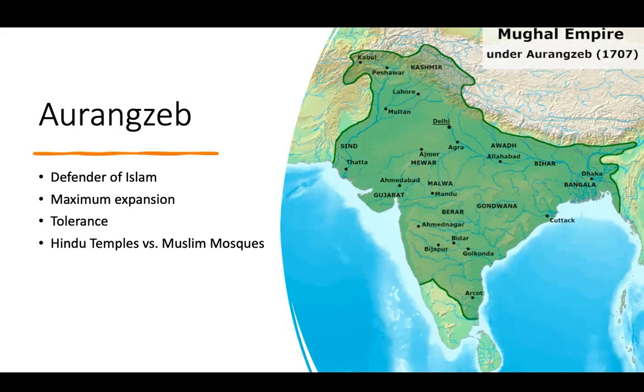However, some rebellions started happening in the south. When this started happening, the fights between Hindus and Muslims started. Some Hindus took some mosques down, and some Muslims started taking some Hindu temples down. So that's why in history you may read that the conflict between Hindus and Muslims started in his era.